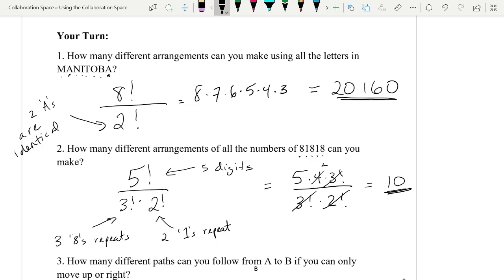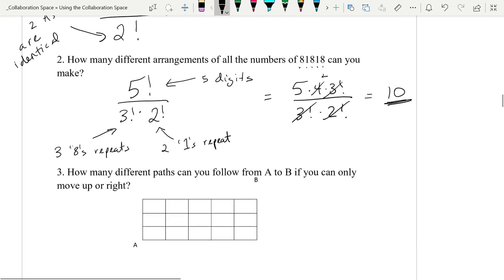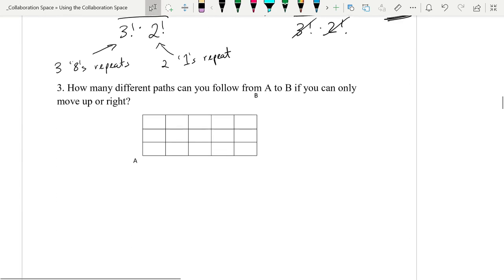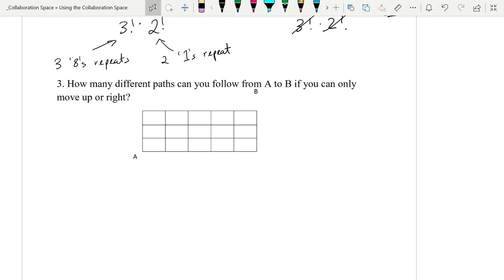There's an example of the type of question where I would not let you have a calculator, whereas number 1, I think I probably would let you have a calculator for that one. How many different paths can you follow from A to B if you can only move up or right? Oh, I love these problems.